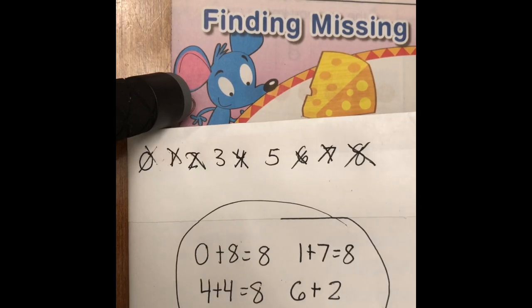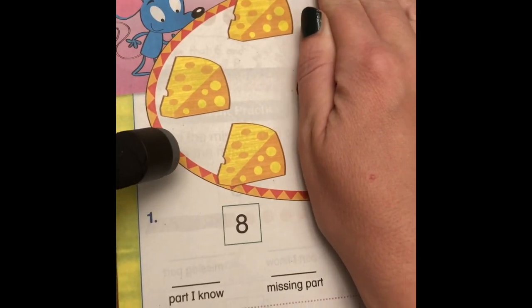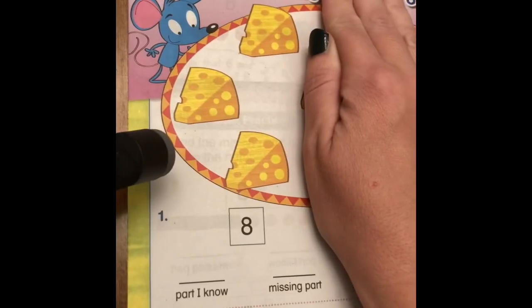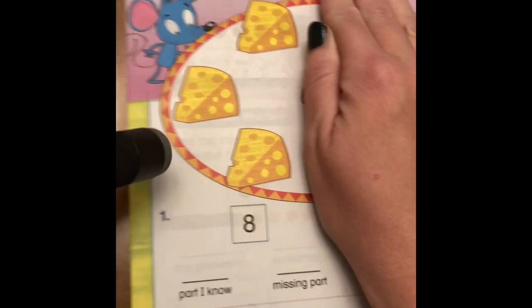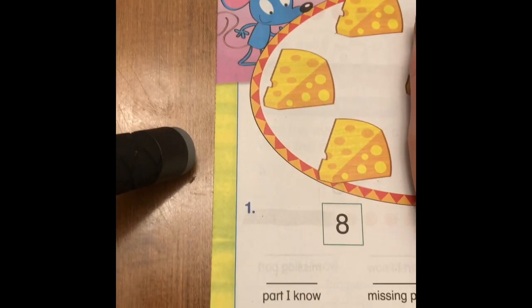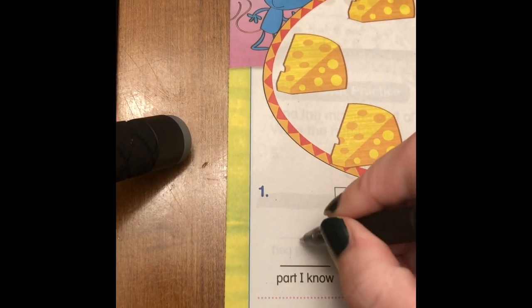All right, so with that being said, let's go ahead and get into our lesson today. If we look at this plate of cheese, I'm putting my hand over some of the cheese. I know there's 8 pieces in all, but I only see 3. So let's write the part I know, which is 3.